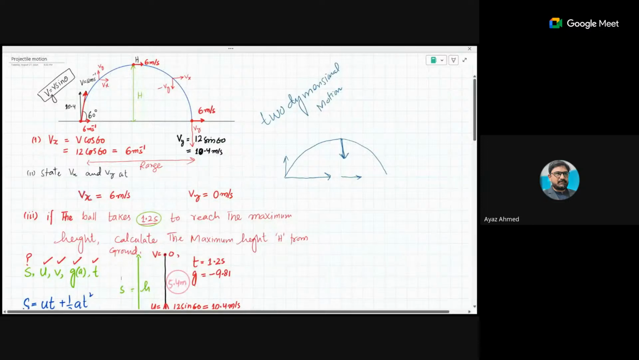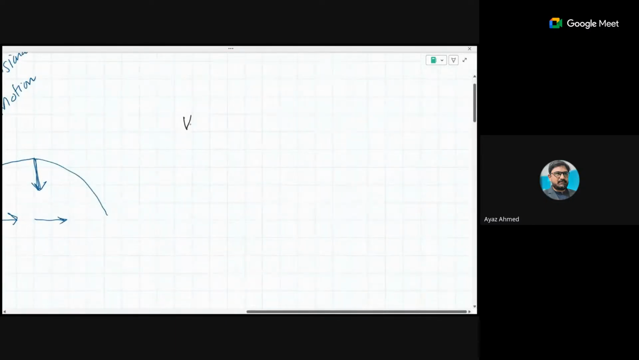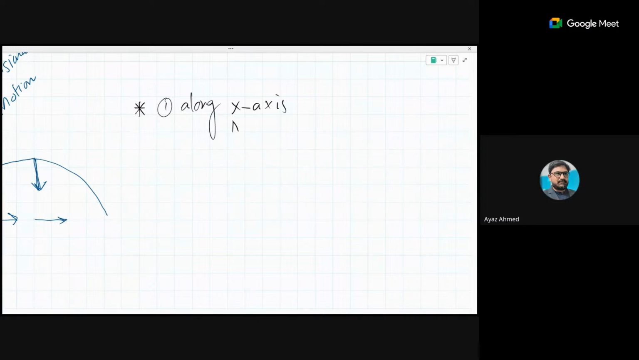The time taken by this projectile to reach the maximum height: how can I calculate the time taken? You know the initial vertical velocity. Okay, one more thing, I want to add some points here which are not directly mentioned, because that is a revision, so I have to add these points. First of all, along the x-axis there is no force. When there is no force, it means no acceleration. Is this clear to all?